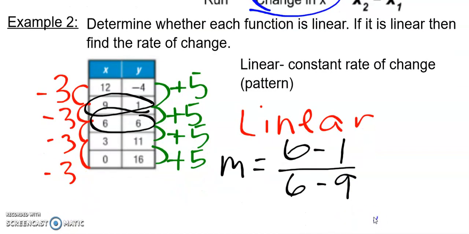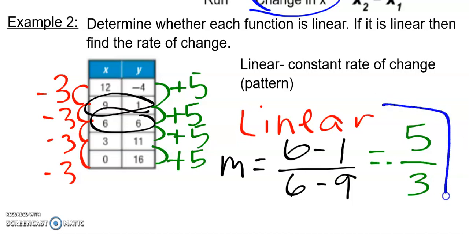So 6 minus 1 is 5. 6 minus 9 is a negative 3. I'll put that negative out front. So my answer here is negative 5/3. Pause the video and copy that down in your notes.